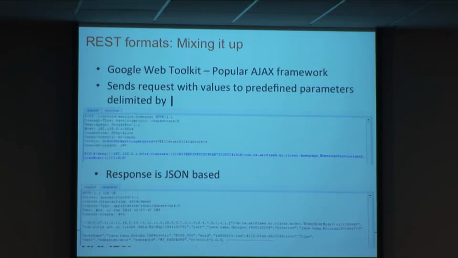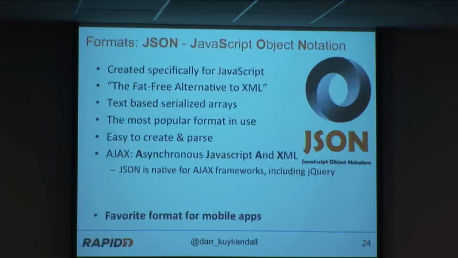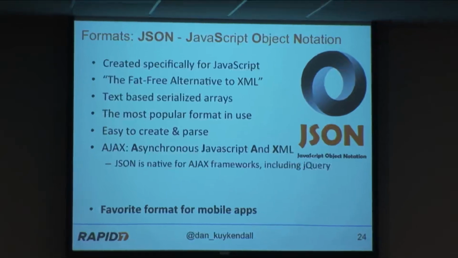We'll see, Google Web Toolkit has this pipe delimited format that it sends, and it gets back a JSON-esque format. But there are a lot of these different formats, JSON, again, being the most popular. JSON, for those that don't know, was really designed for JavaScript. And it's a lightweight format, so it's not as noisy as XML, where you have to have end tags.